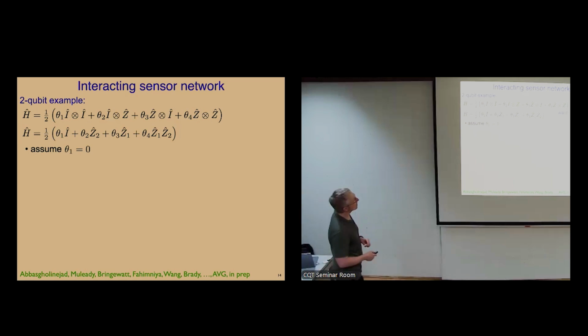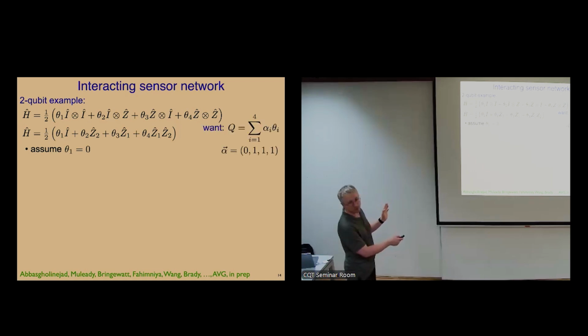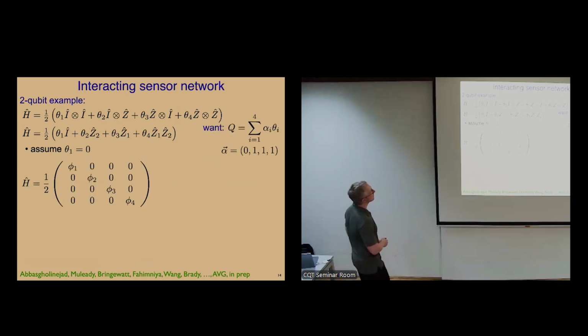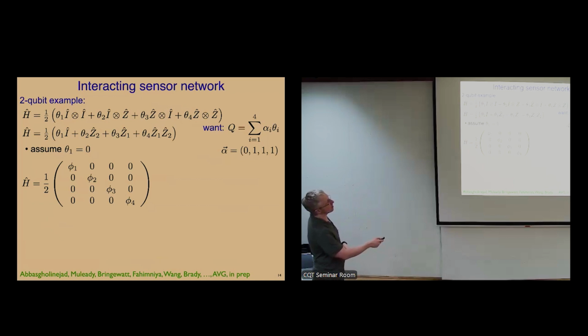And then I want to measure the sum over alpha I, theta I, where I'm going to assume that I just want to measure theta 2 plus theta 3 plus theta 4. It's just my choice. It's the example I want to do. And notice I assume that alpha 1 is 0 because I could not measure theta 1 anyway.